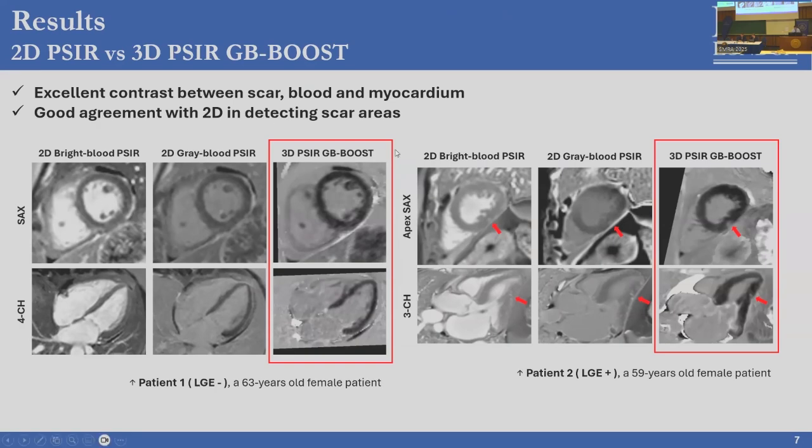So first of all, the 3D PSIR gray blood BOOST has an excellent contrast between scar, blood and myocardium, and this is similar to the 2D gray blood PSIR sequence, and that is better than the red blood 2D sequence. And the 3D results also have a good agreement with 2D images in detecting the scar areas.